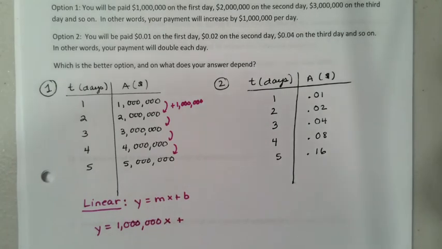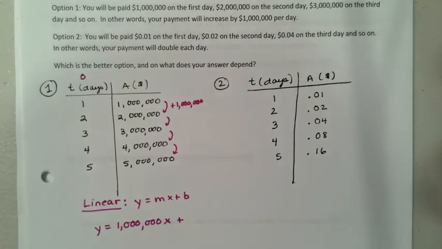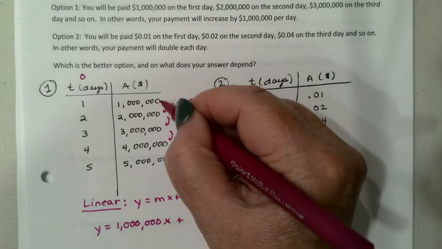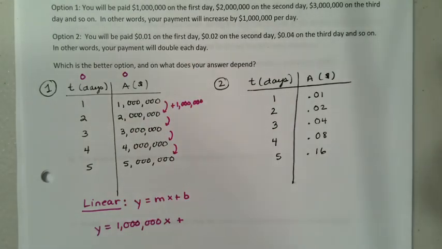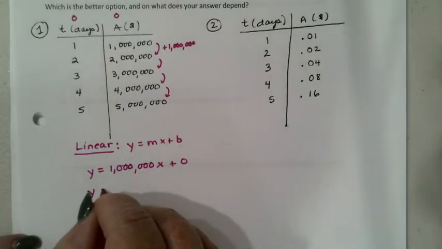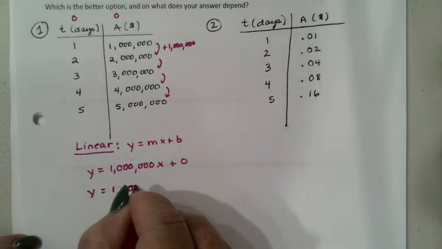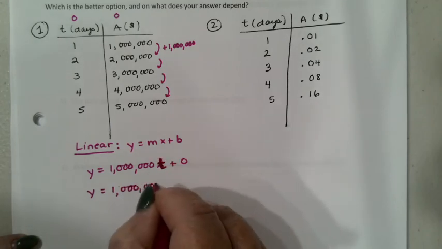And the b value here, well, let's see, I don't have 0 in my chart, but if I project backwards, I'd have to subtract $1 million. So basically 0 would just be 0. And the equation that models this option is, oops, sorry, I don't know why I used x, I'll use t, 1 million t.